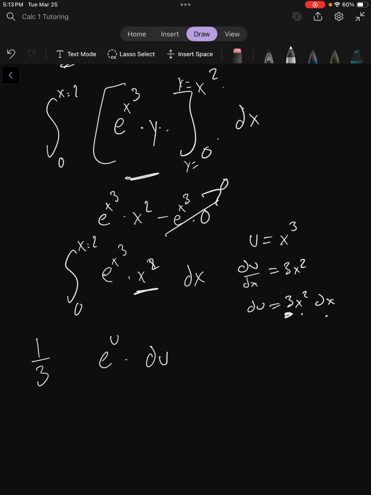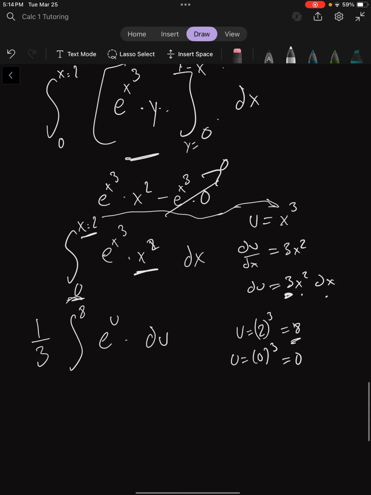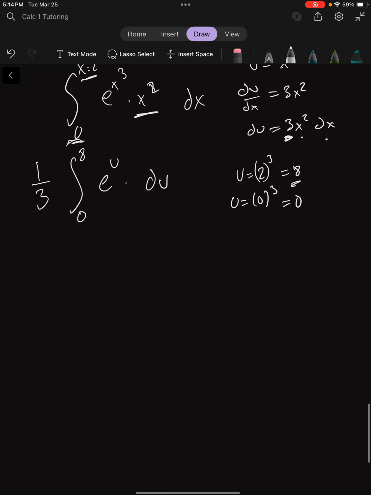And then we need to set up the bounds in terms of u. The way we can do that is we can take this 2 and plug it into u equals x cubed. So we get u equals 2 cubed, which is equal to 8. So that's going to be our first bound right there. And our second one, we'll do with 0, so u equals 0 cubed, which is just equal to 0. So we're going to write that there.